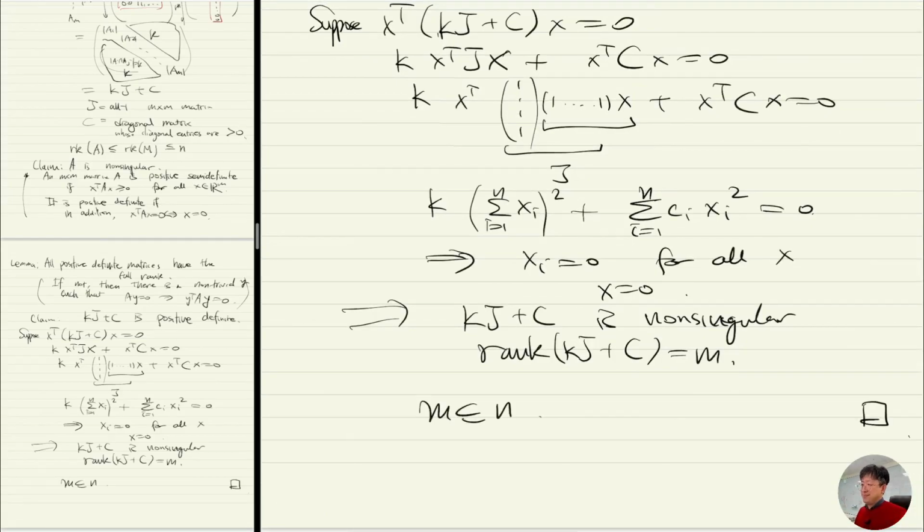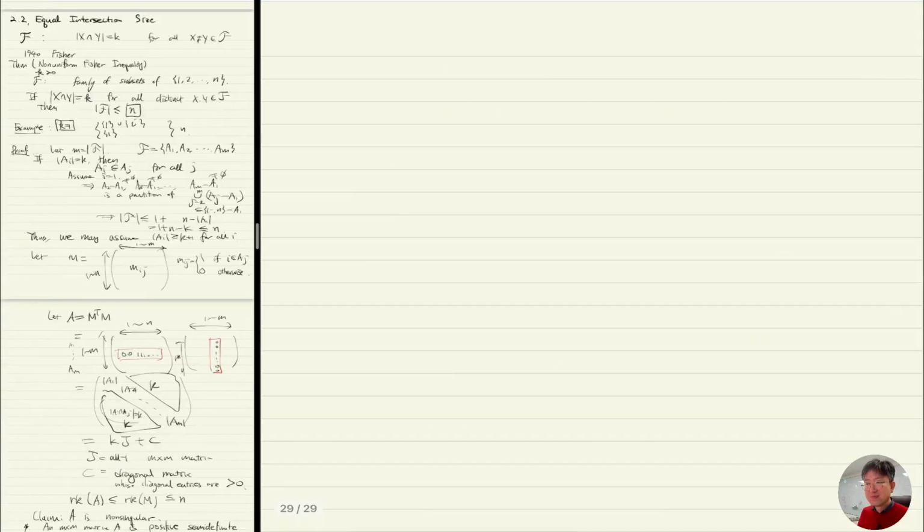All right. Okay. Now we're going to talk about the application of Fisher's inequality. Here's an application in geometry.